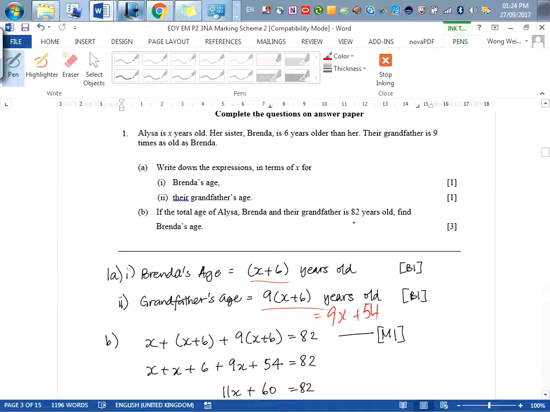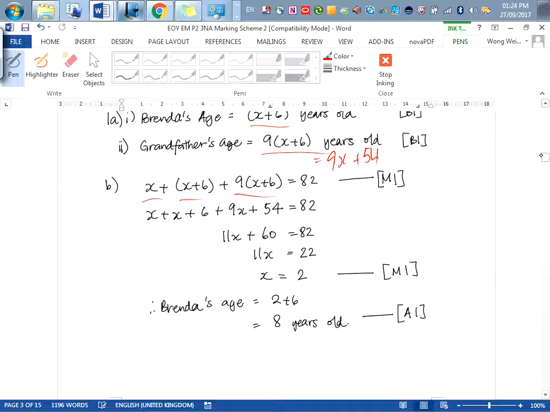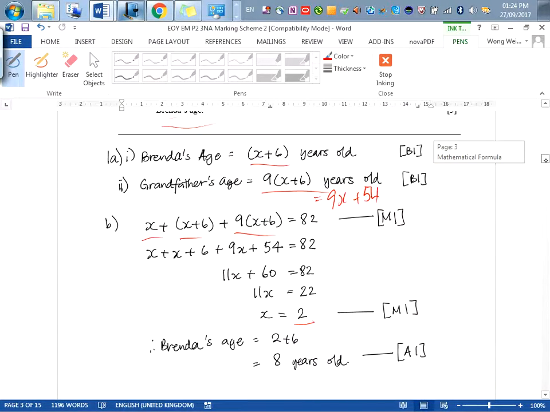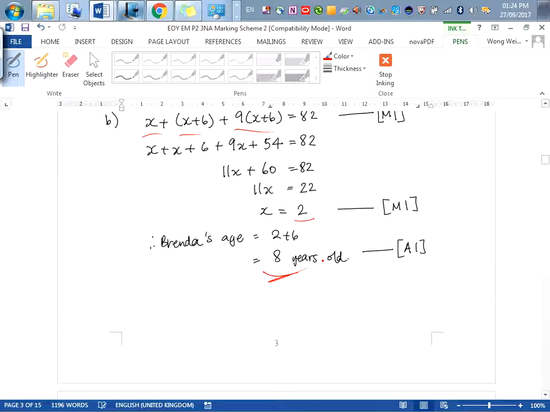If the total age of the 3 of them is 82, find Brenda's age. So we add all of them up. This is forming an equation. Add it up, solve for x, which will be 2. But don't forget, x refers to Alyssa, and they want to find Brenda's age. So we need to take 2 plus 6 to get 8. Okay?